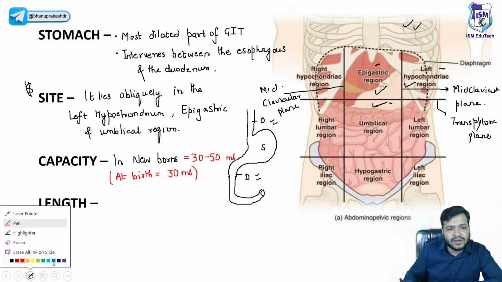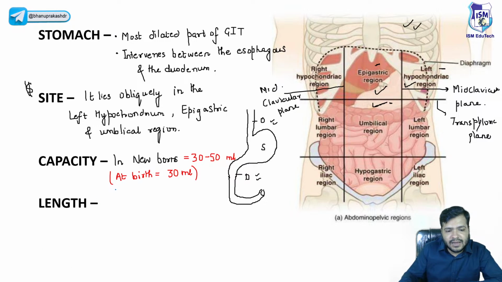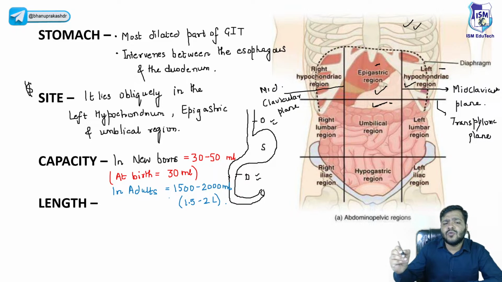But when we compare it with adults, you should remember the stomach has a capacity of 1500 to 2000 ml, approximately 1.5 to 2 liters. And it can go beyond also.